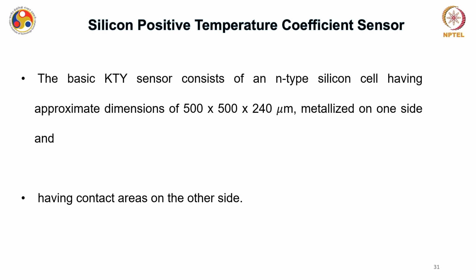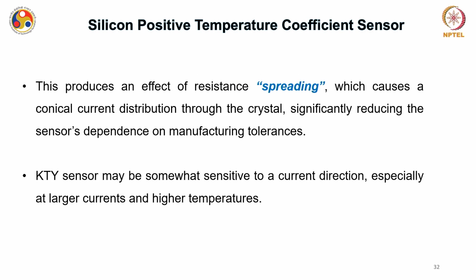The basic KTY sensors consist of an N-type silicon cell having approximate dimensions of around 400 to 500 by 500 by 240 micron, metallized on one side and having contact areas on the other side. Now, this kind of structure produces an effect of resistance spreading, which causes a conical current distribution through the crystal, significantly reducing the sensor's dependence on manufacturing tolerances.